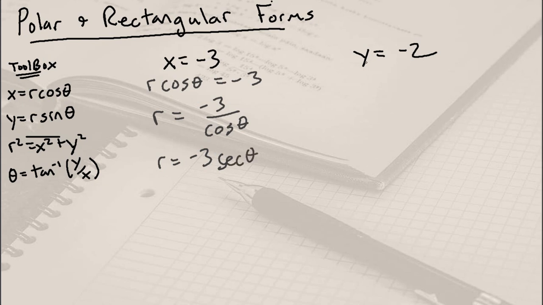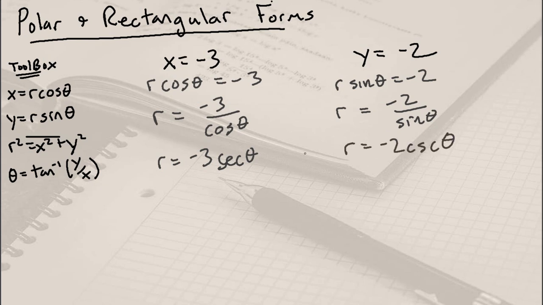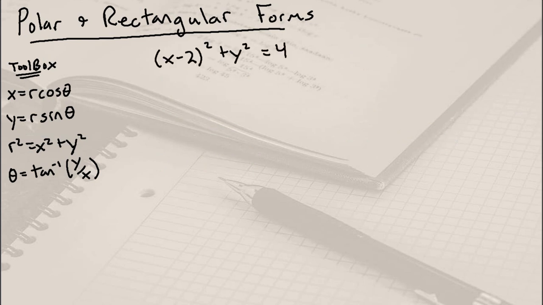This one's going to work similarly. I have y equals r sine theta, so I'll go ahead and switch it over here. And I'll divide both sides by sine, and I'll write its reciprocal. Those two are fairly simple. Keeping our toolbox up, let's go ahead and try one that's a little bit trickier.